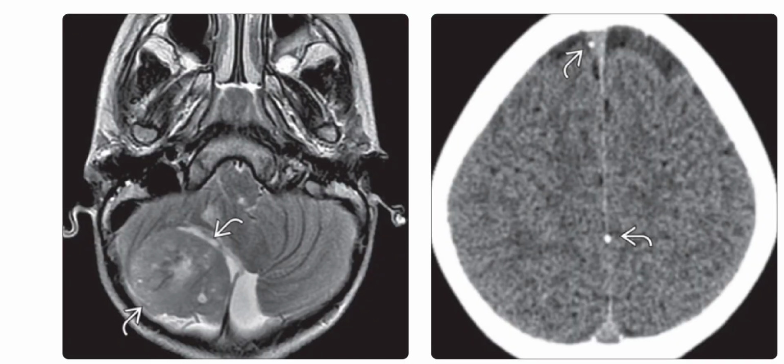Left is the axial T2 weighted MRI in a 3-year-old boy, and it shows a well-defined T2 hypointense mass in the posterior right cerebellar hemisphere. Only slight edema surrounds the mass, which was proven to be a medulloblastoma at pathology.